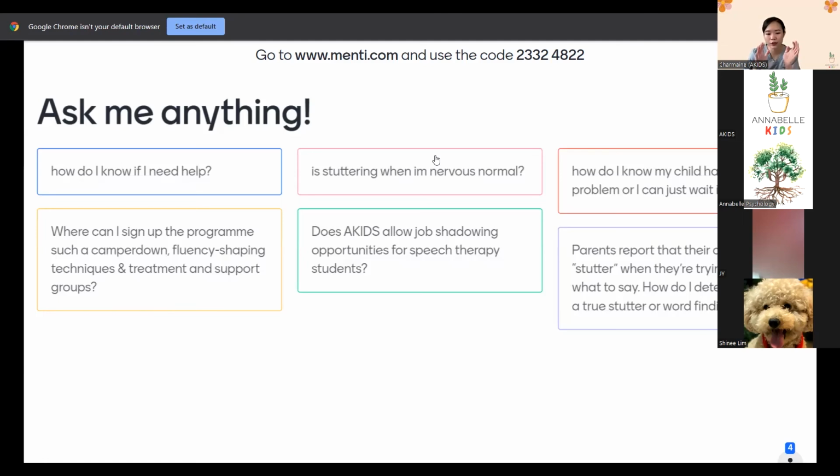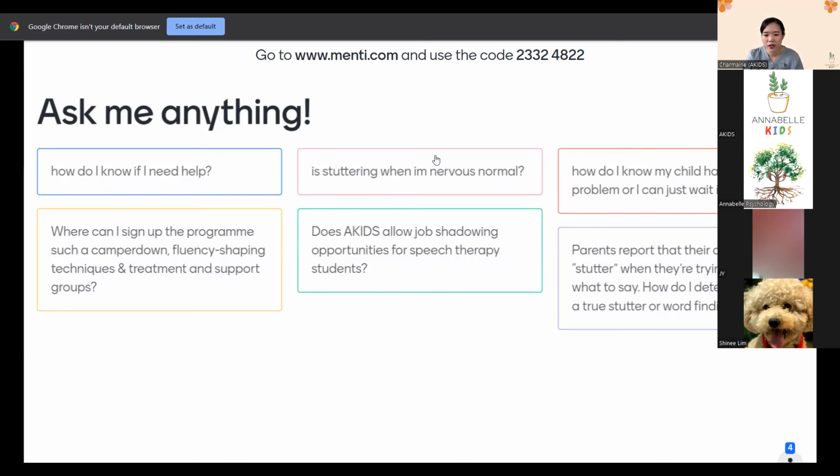So remember, there are typical disfluencies in a fluent speaker's speech, and then there are also the stuttering disfluencies. So it depends on what type it is. But directly to answer your question, it is normal to become more disfluent when you are nervous.